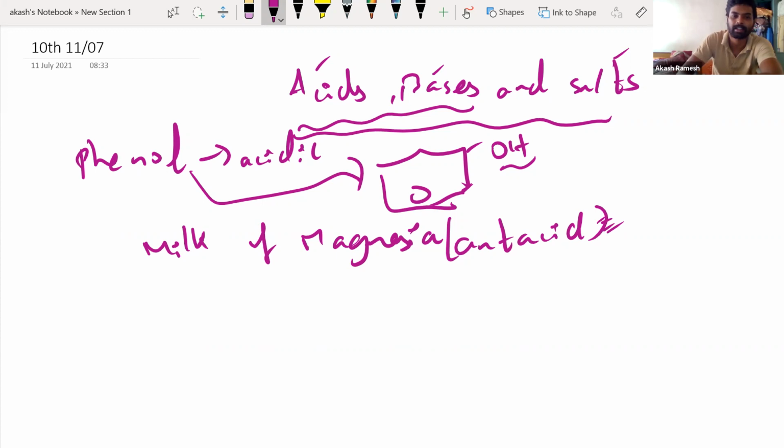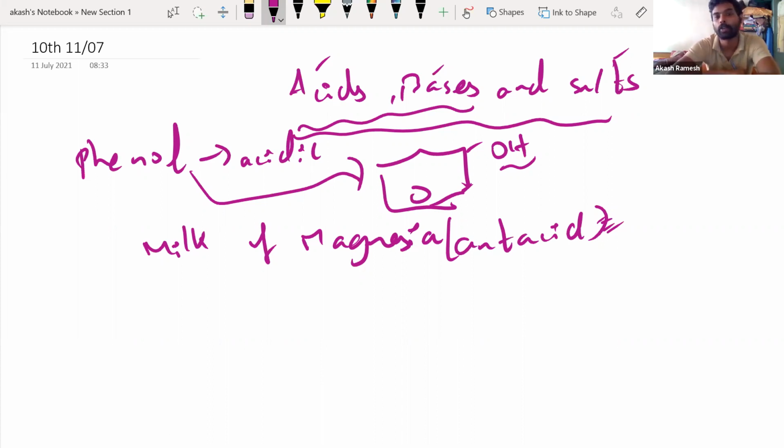These antacids are nothing but bases. If I want to neutralize the acid, I have to take some base so that it neutralizes the excess acid present in your stomach. And a lot of other bases we use, even the soap you use, are all basic in nature. All your bathing soaps, your cleaning soaps, whatever type of soap you have, all of them are actually bases.